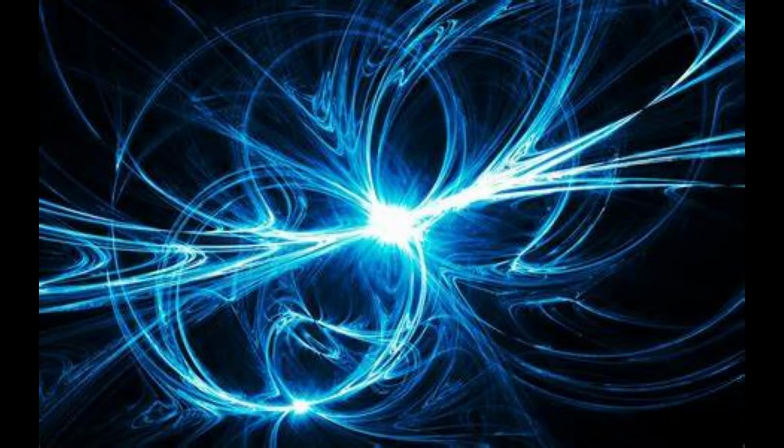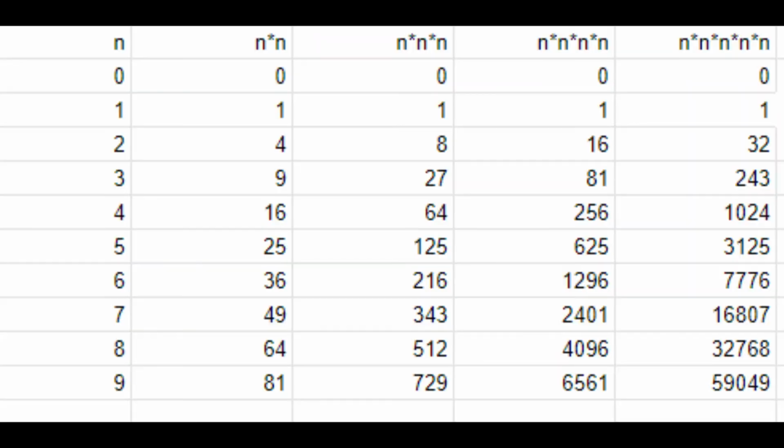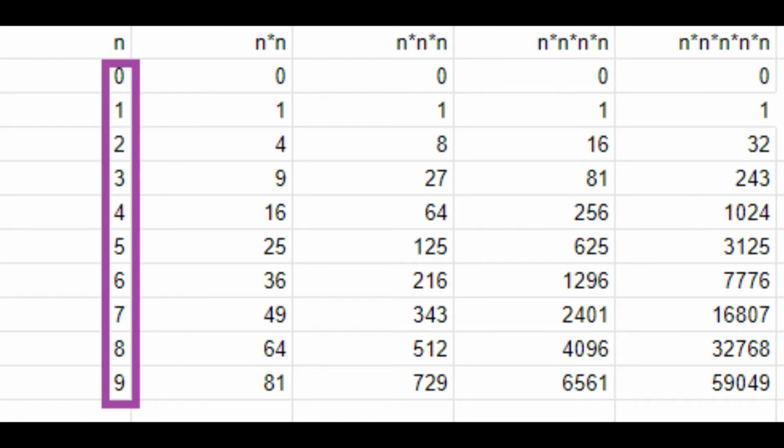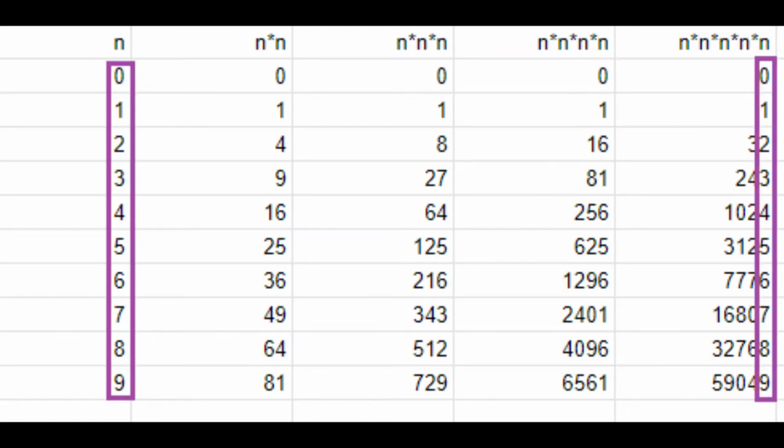My number 3 favorite identity is something that I found a while ago when I was playing with powers. So most people play with squares, right? And they find all the weird things about squares. Well, I play with cubes and fourths, so nothing too interesting with fourths. And then I'll come back to cubes later. Then I got to fifths, and I noticed something interesting. Take a look at this column, and then take a look at this column. They're the same.